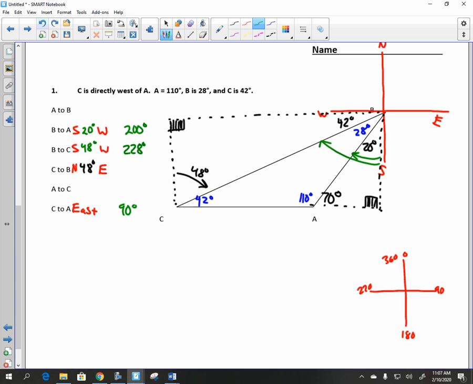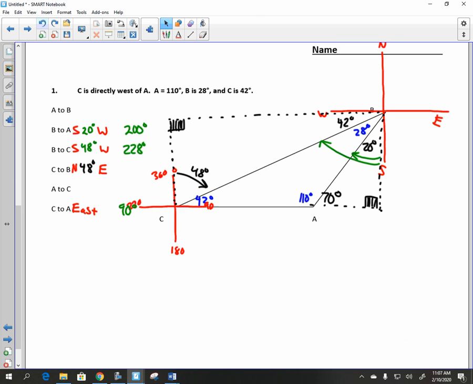Let's go back to this C to B thing. I put my compass back on over there, okay? I'm going from C to B. It's got to be between 0 and 90, right? What would the bearing be? 48 degrees.